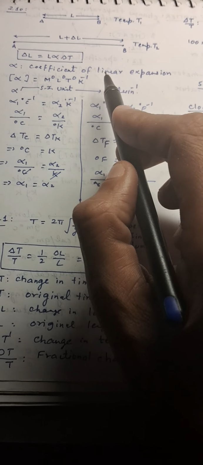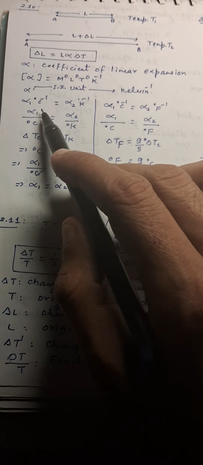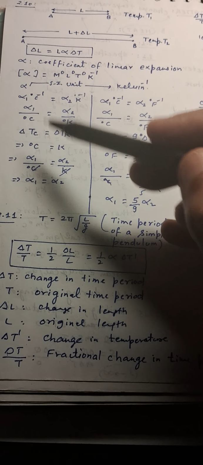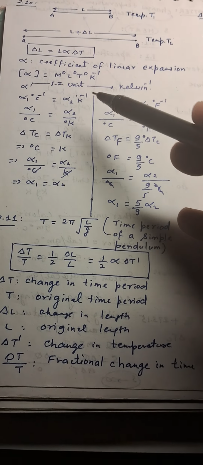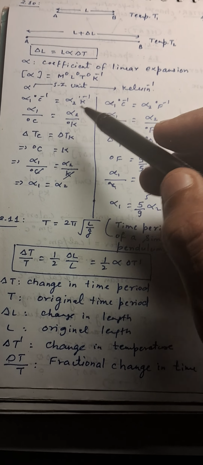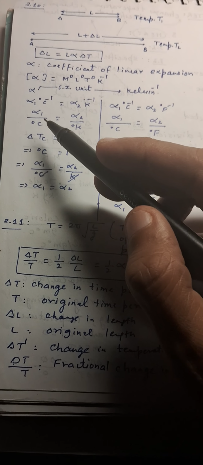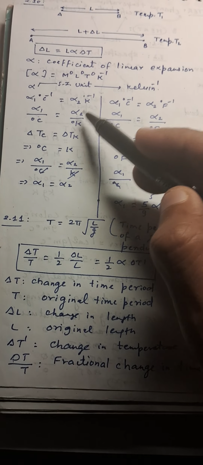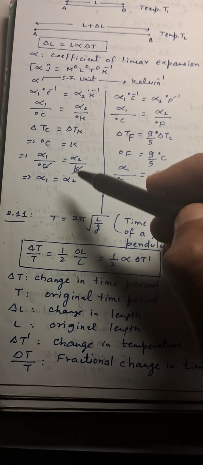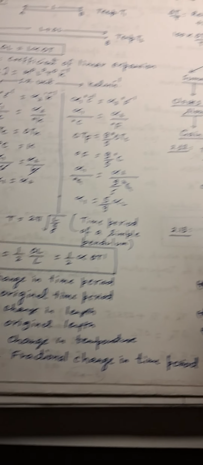Alpha here is the coefficient of linear expansion. It has the dimension M0 L0 T0 K minus 1, SI unit Kelvin minus 1. Now there is one interesting point. If there are units in terms of centigrade and Kelvin, then alpha 1 per degree centigrade is alpha 2 per degree Kelvin. Here it is change in temperature, and we know that change in temperature in centigrade and Kelvin scale is the same. So from this analogy we can say that alpha 1 will be equal to alpha 2.